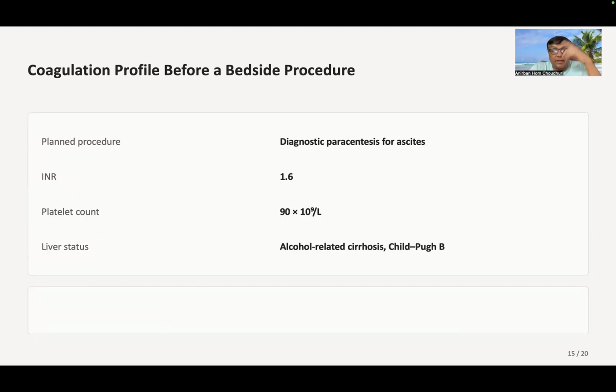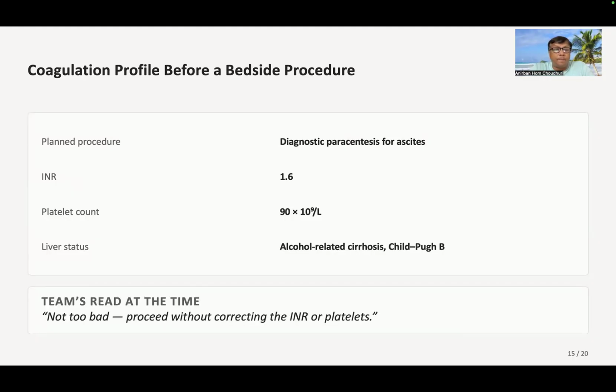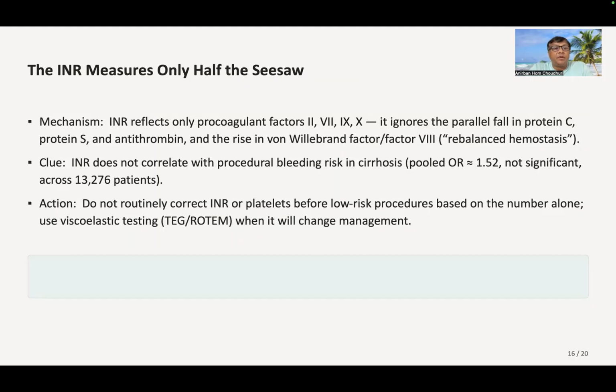Liver status was, again, as I mentioned before, alcohol-related cirrhosis with Child-Pugh class 2. The physician's reading at the bedside was that it is not too bad, and that we should proceed without correcting the INR or the platelets. But the INR measures only half the seesaw.